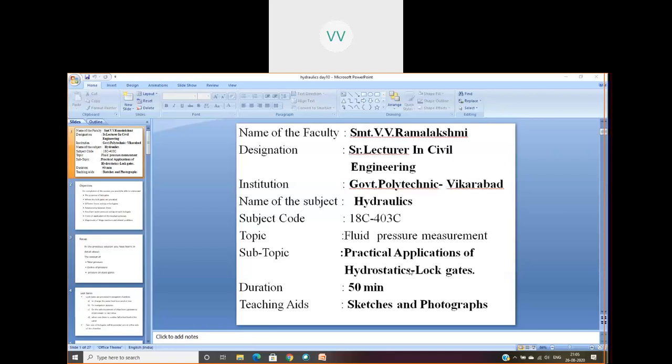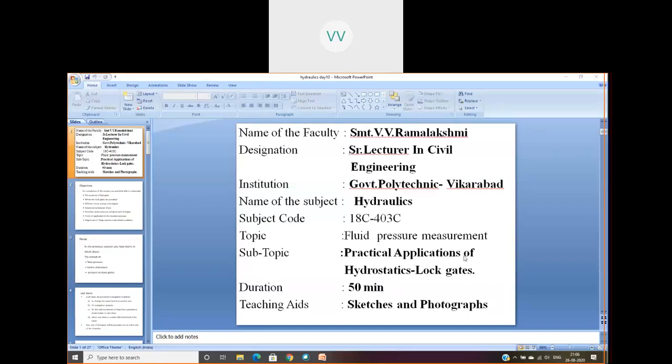The subject we are dealing with is hydraulics, and the subject code is 18C 404C. The topic we will be dealing with is fluid pressure measurement, and the subtopic is going to be the practical applications of hydrostatics. In that, we are going to look in detail at lock gates. The duration of the class is going to be 50 minutes, and I'm going to teach you with the help of some sketches and photographs.